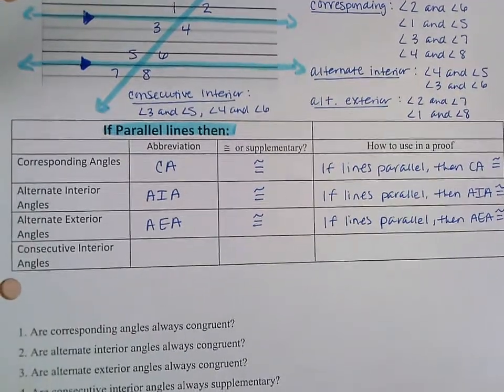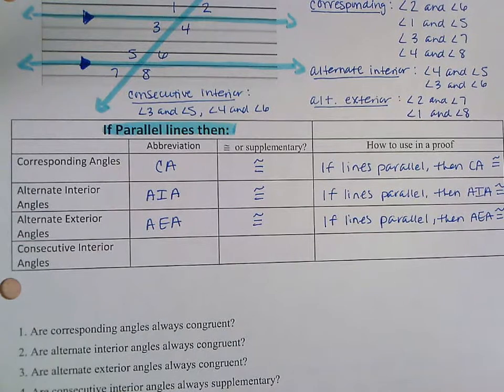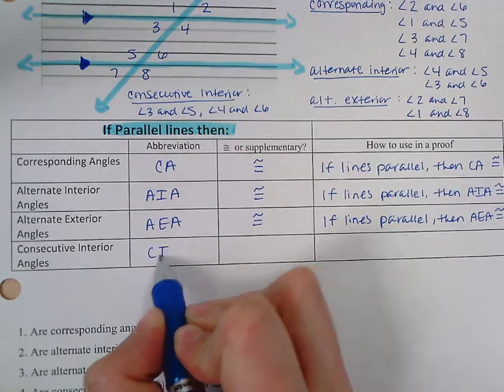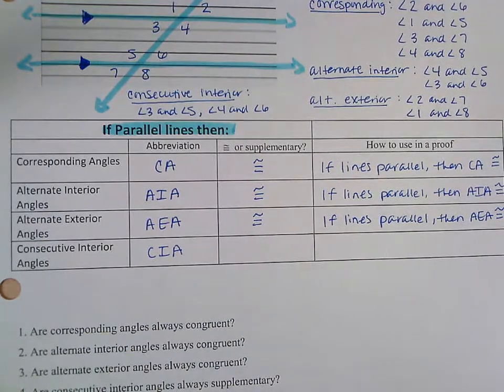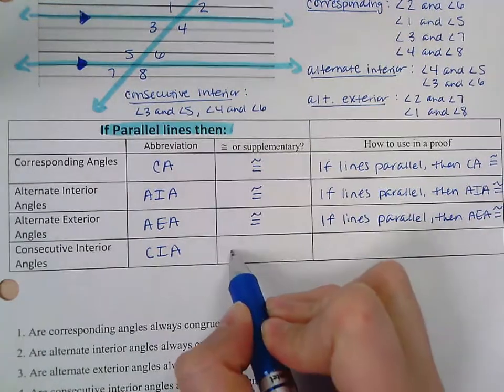And the last one is consecutive interior angles. So this would be abbreviated CIA. And consecutive interior angles are not congruent, but they're supplementary when the lines are parallel. So these are supplementary.